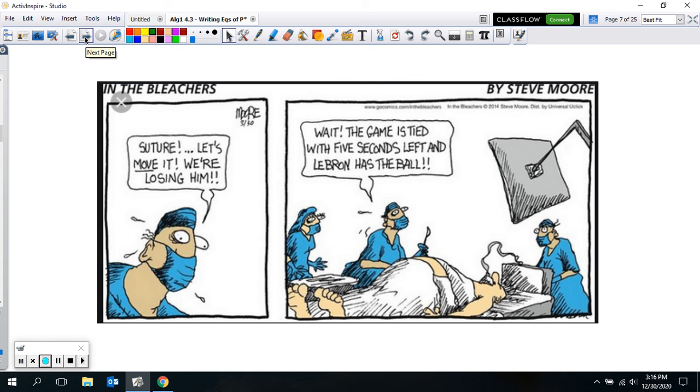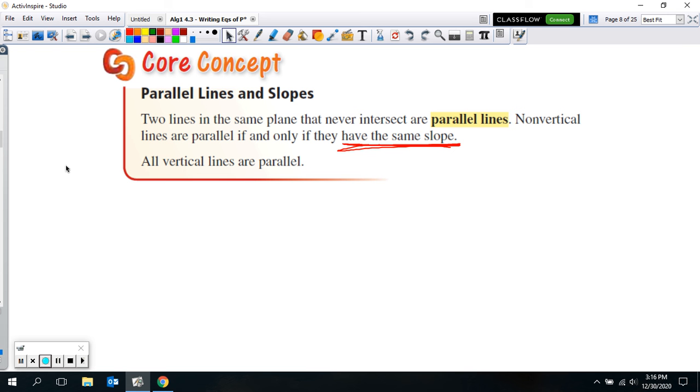All right, moving into looking at parallel lines. There's just one main thing we need to understand about parallel lines, is that they have the same slope. You have that right there in your core concepts for parallel lines. Right there in your notes, you want to maybe highlight that they have the same slope. It says all vertical lines are parallel. But the main thing is that the lines have the same slope.